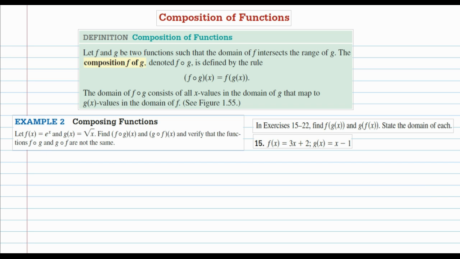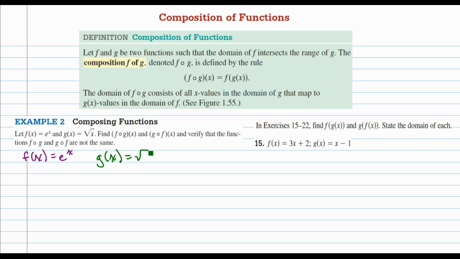I'm going to use some fancy colors. So in example 2, f of x, the purple function, equals e to the x. G of x, the green function, equals the square root of x. The instructions say find f of g, which means take g and plug it into the input of f, and find g of f, so take f and plug it into the input of g, and verify that those functions are not the same. Well, let's find them first.